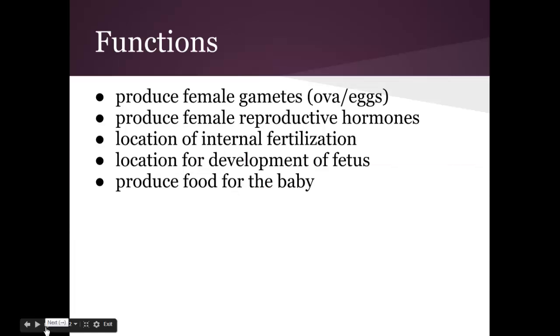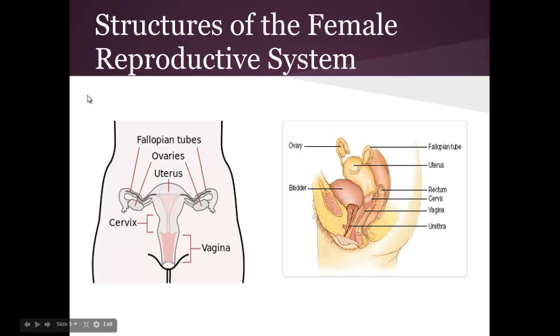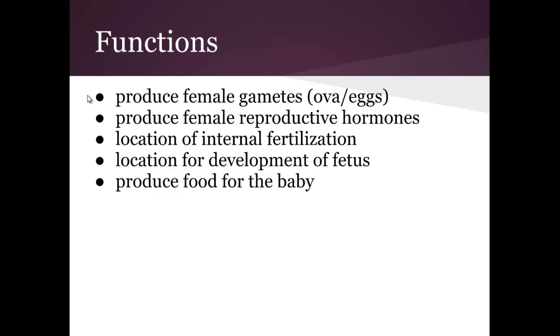So here we go with the functions of the female reproductive system. The first function is to produce female gametes, and the female gamete is an egg. We also call those ova. The second function is to produce the female reproductive hormones.